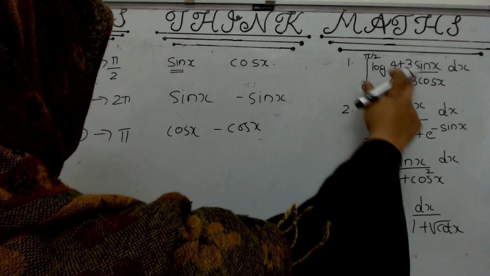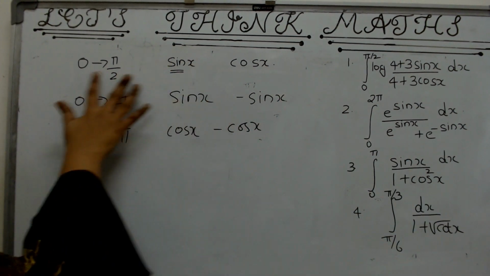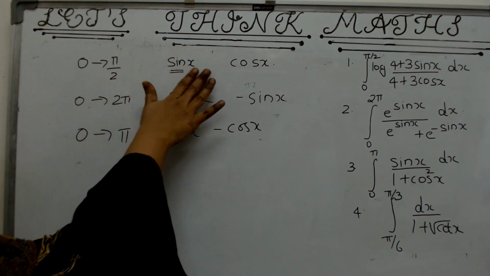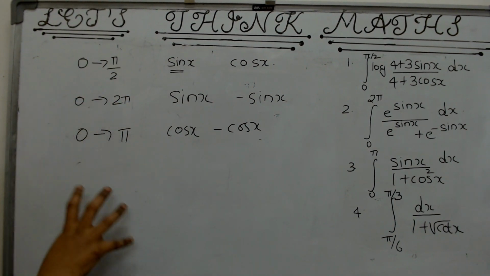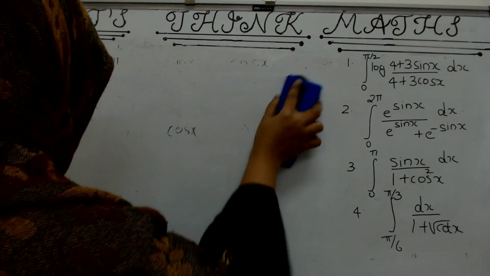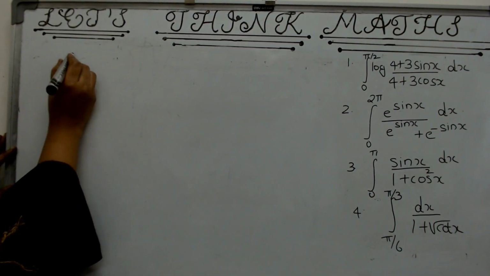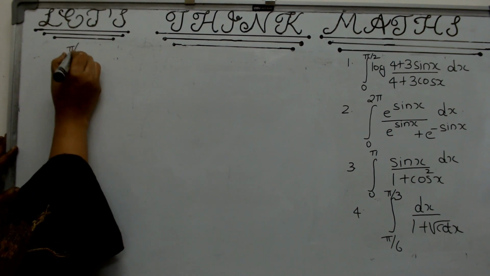You will usually see two functions, and in each function, if instead of x you substitute the sum of the limits minus x, you will get the other function. But then how do we proceed from there? That is what we are going to see. What is the first question? It is 0 to pi by 2.